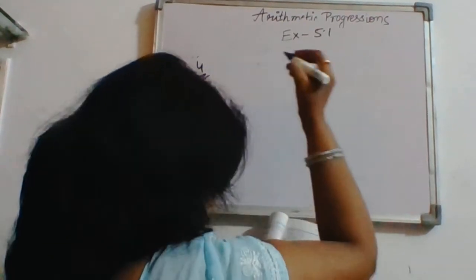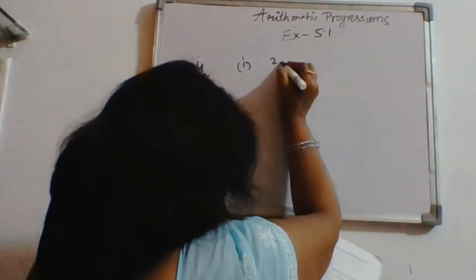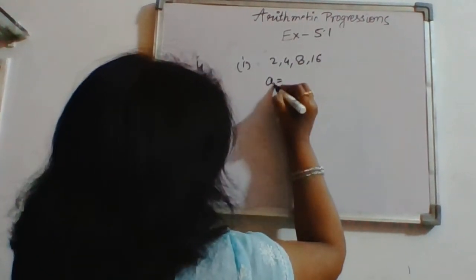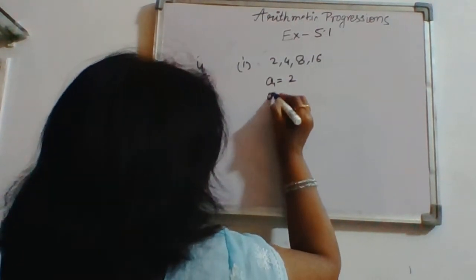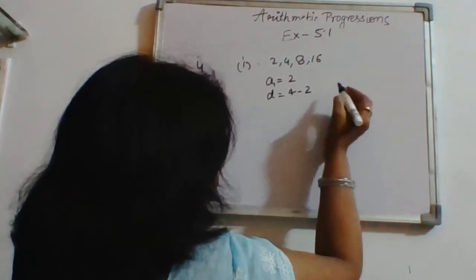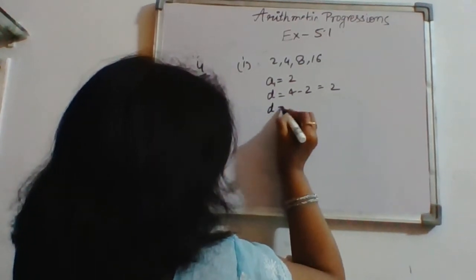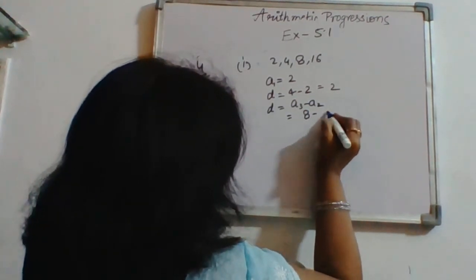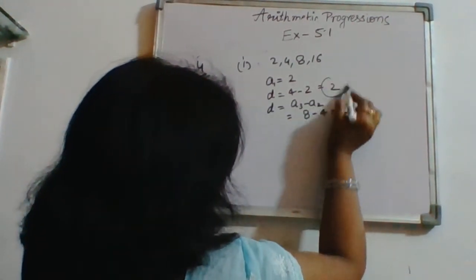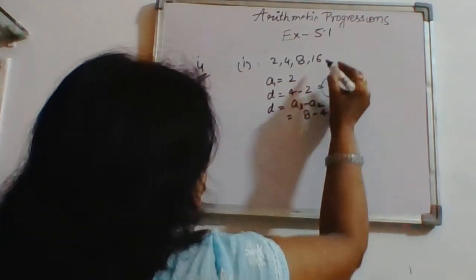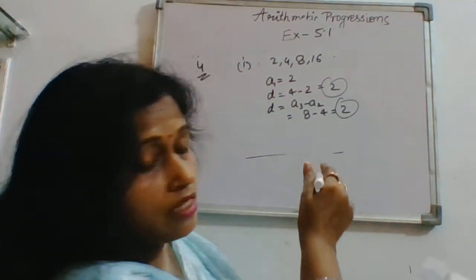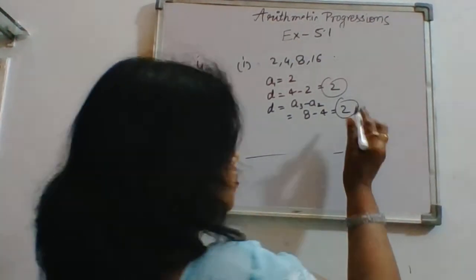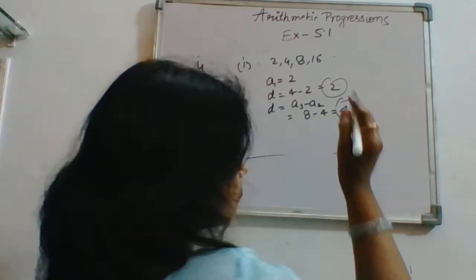See question number 4. The first part: 2, 4, 8, 16. Okay, the first term A1 is 2 and common difference will be 4 minus 2, that is 2. Again you will check D, A3 minus A2. So A3 is 8 minus 4, that is 2... no, 4. You can see that the common difference is not the same. So the list of numbers is not in AP. You will write the statement: since the common difference is not the same, the list of numbers is not in AP, right?